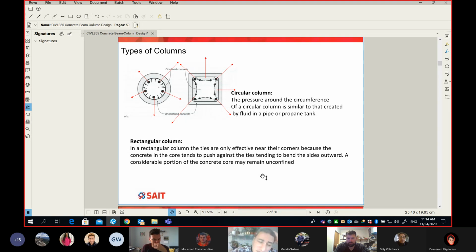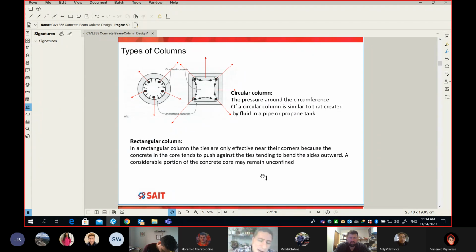That's why this is a really good discussion that we'll have one more time later on. At this point in time, please understand that if you have a circular tie, that's great because it is under tension all the time, no bending. However, once our column is a square or rectangle, it will have tension plus bending, and this is a good discussion that we will have next class.